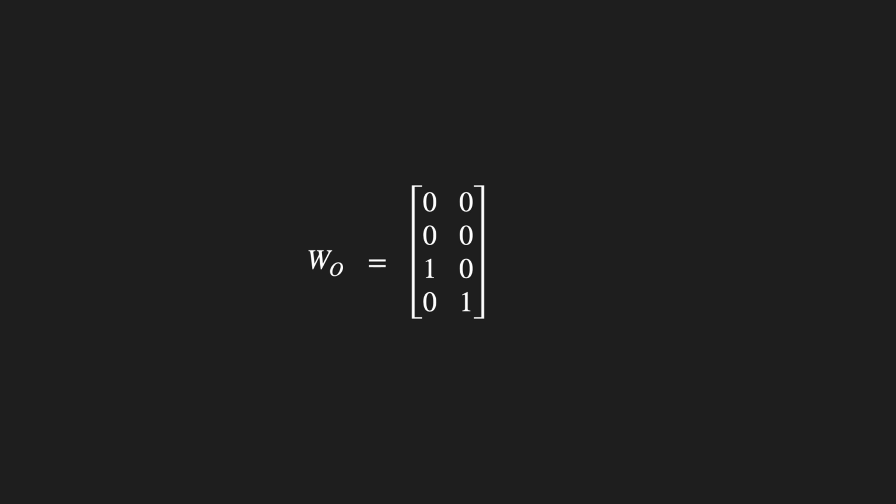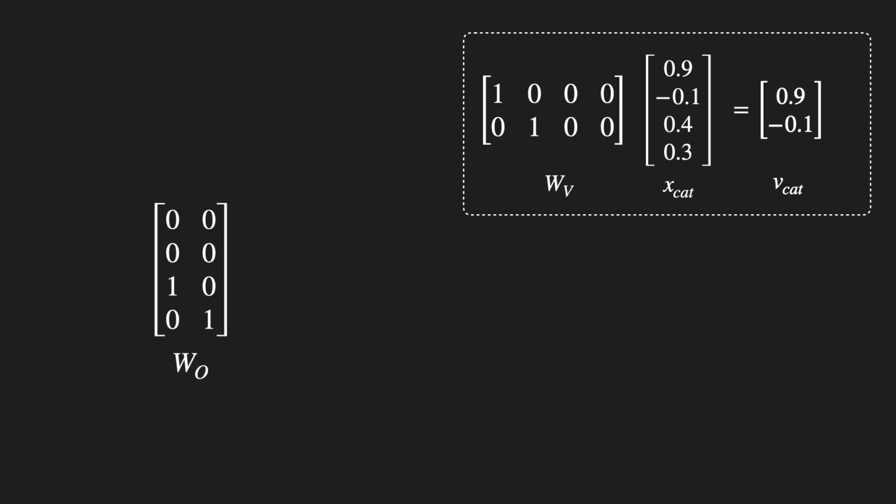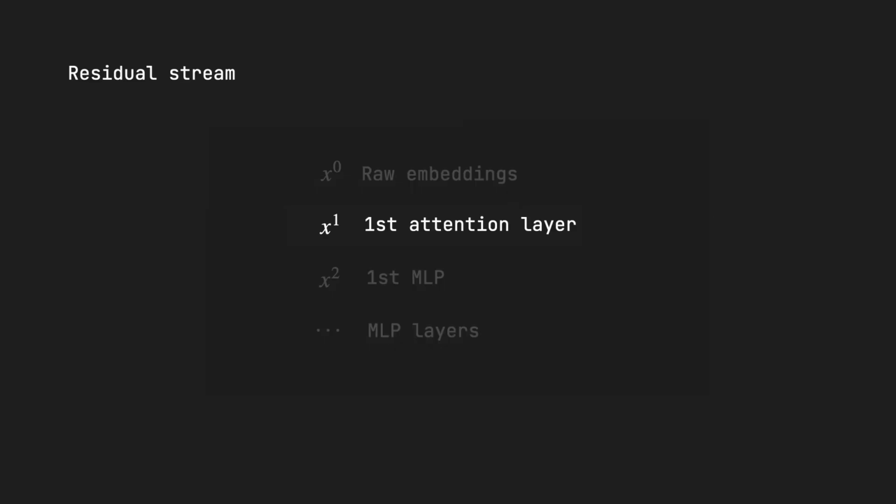To pass information back, we need to work with our output weighted matrix. In order to do this, we take the result that we got and perform a multiplication, which gives us a specific answer that we add back to our residual stream that we started off with, which is x0. That helps us get to x1, which is part of our first attention layer.